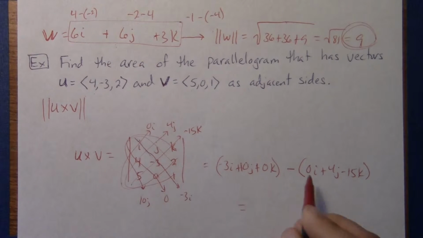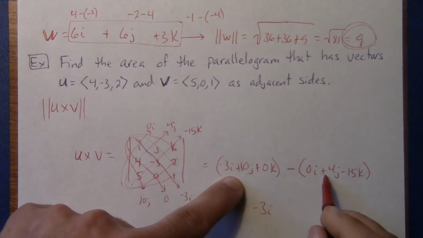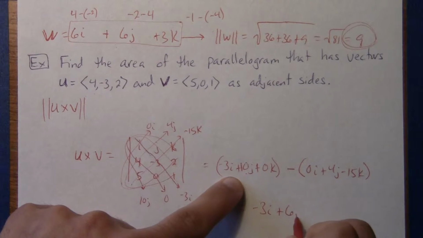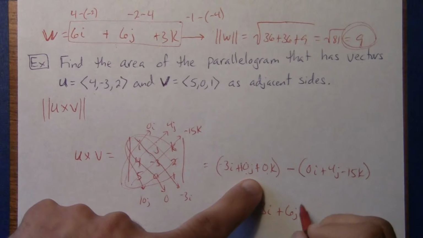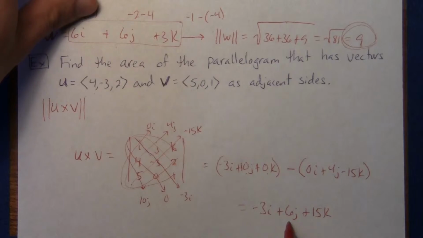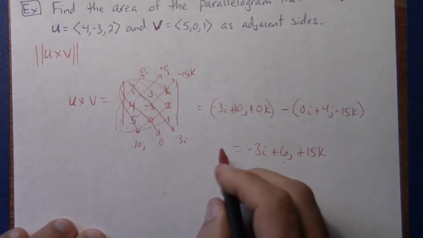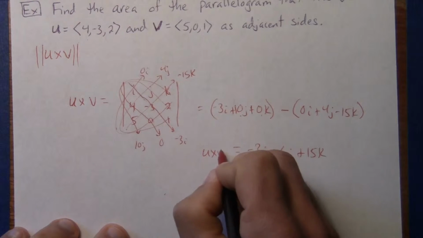And now when I subtract these, I'm going to end up with -3I, 10J minus 4J, so plus 6J, and 0K minus the -15, so positive 15K. That vector would be perpendicular to both of those. Since I'm looking for the area, I want to know the magnitude. So this is U cross V.